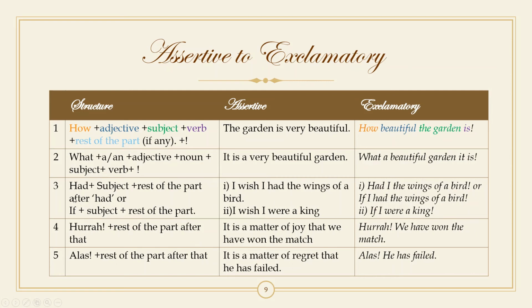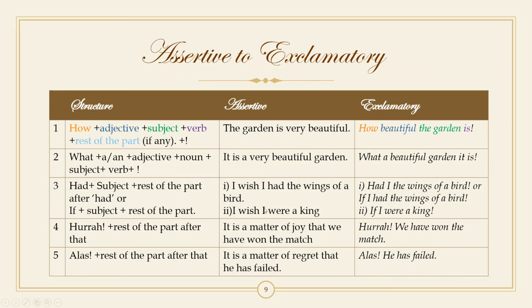Okay, fine. Structure 3. First look at the sentence: I wish I had the wings of a bird. And the second sentence: I wish I were a king. The first sentence had the word had, and the second sentence had the word were. Both are verbs. So they are transformed using this structure: had plus subject plus rest of the part. Had plus subject, I is the subject, and the rest of the part after had is the wings of a bird.